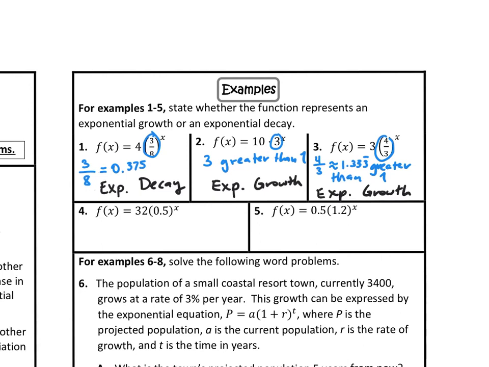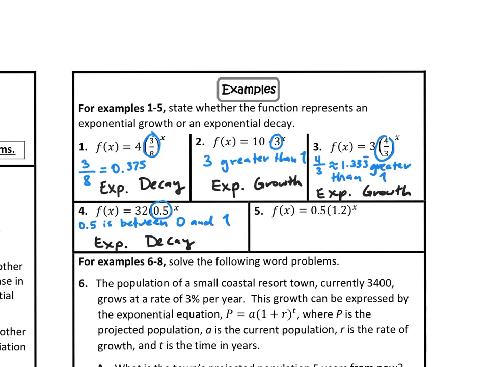All right, and I think we're getting the hang of this, right? Here the base would be 0.5. 0.5 is between 0 and 1. So we have exponential what? Decay. Exponential decay there.